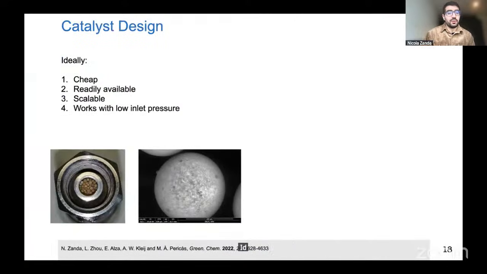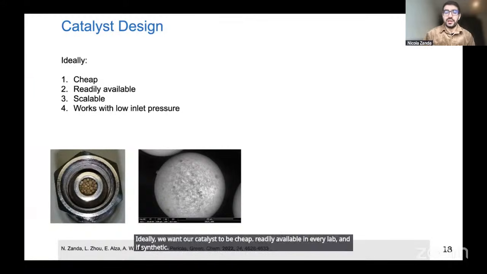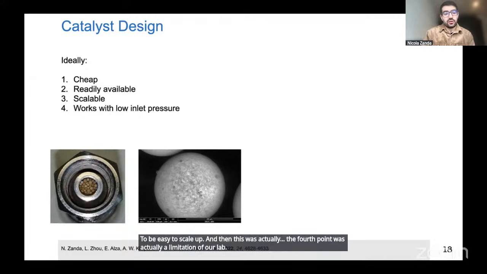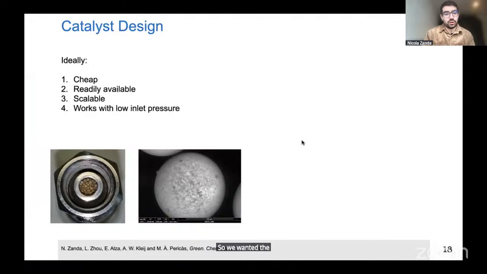Ideally, we wanted our catalyst to be cheap, readily available in every lab, and if synthetic, to be easy to scale up. And then the fourth point was actually a limitation of our lab. So we wanted the catalyst to be able to work at a low inlet pressure because our lab was limited to 10 bars of CO2. And this, of course, limited also the final productivity that we observed.